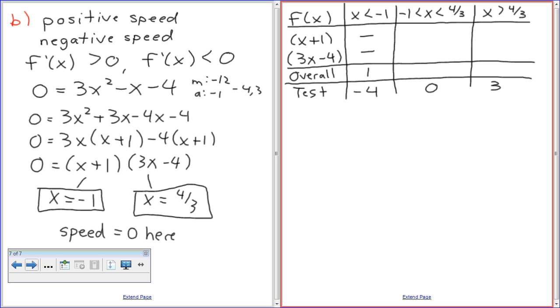With 0, 0 plus 1 is a plus. 0 minus 4 is a negative, so that's a negative. With 3, 3 plus 1 is a plus. 9 minus 4 is a plus, that's a plus. Therefore, the answer is positive when x is less than -1 and x is greater than 4/3.